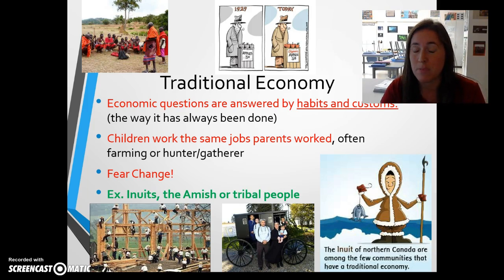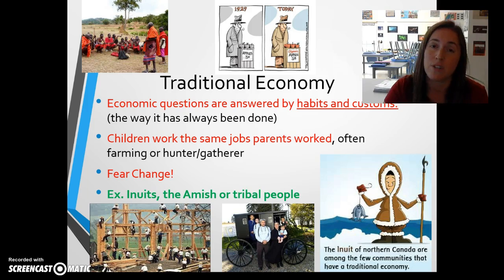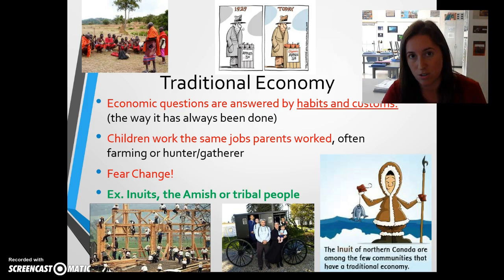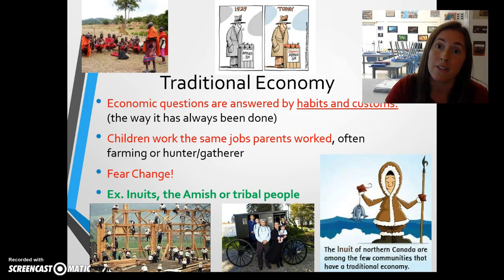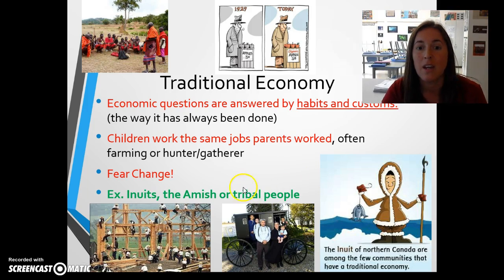This is the way it's always been done. This is how we used to do it. This is how our ancestors did it. This is how my parents did it. My grandparents did it. It's usually where children work the same jobs that the parents worked, typically farming, hunting, and gathering. And in a traditional economy, people fear change. They worry that we can't do something new and different. We have to do it the way it's always been done.